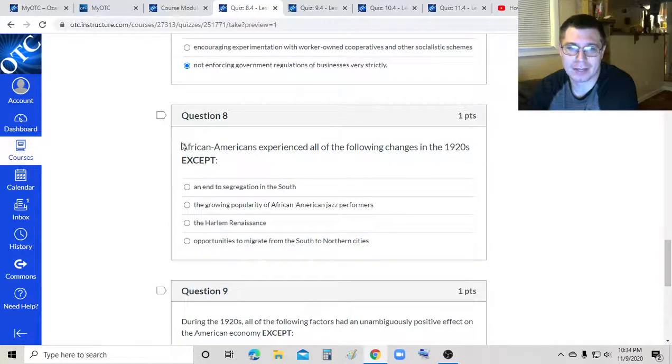Question 8. African Americans experienced all of the following changes in the 1920s, except an end to segregation in the South? No. That, at least legally speaking, comes later in the 1960s. But there was a growing popularity of jazz, the Harlem Renaissance, opportunities to migrate from the South to northern cities.